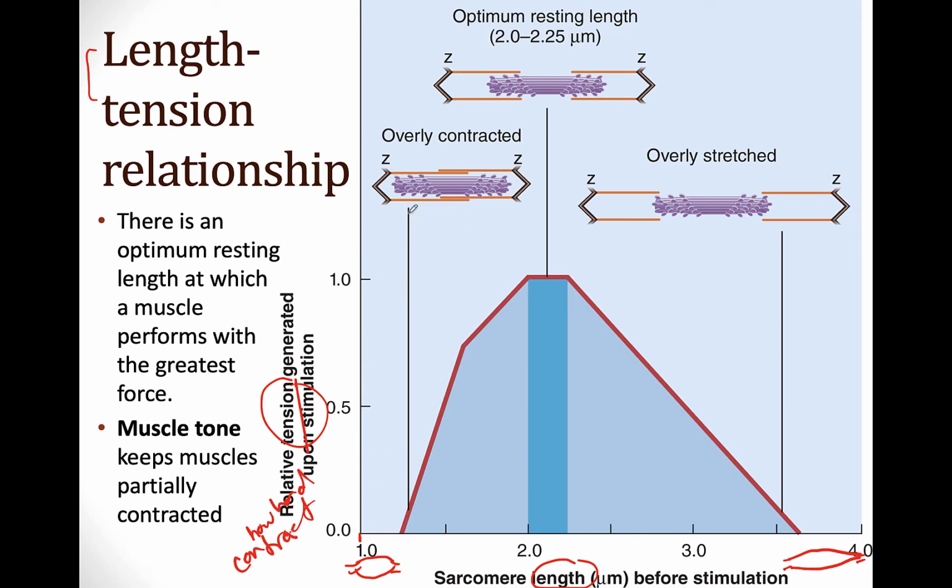So 1 being the highest strength contraction, then half of that, and down to 0 being I'm not contracting it at all. This curve kind of looks like a dome. So there's this optimal region. There's an optimal amount of stretch that will give the hardest, strongest contraction. And that's the optimal resting length at which a muscle can contract with the greatest force.